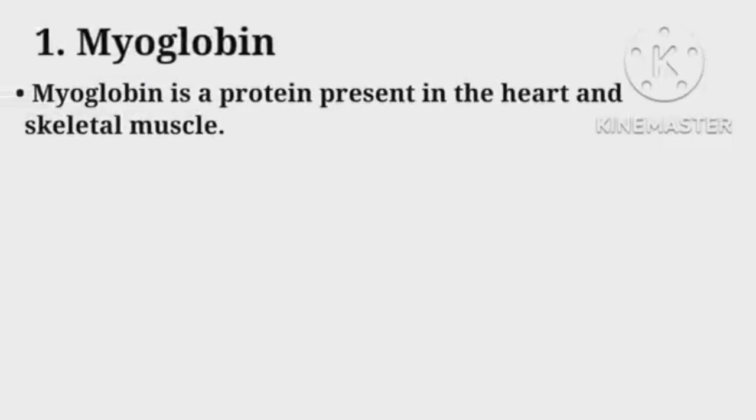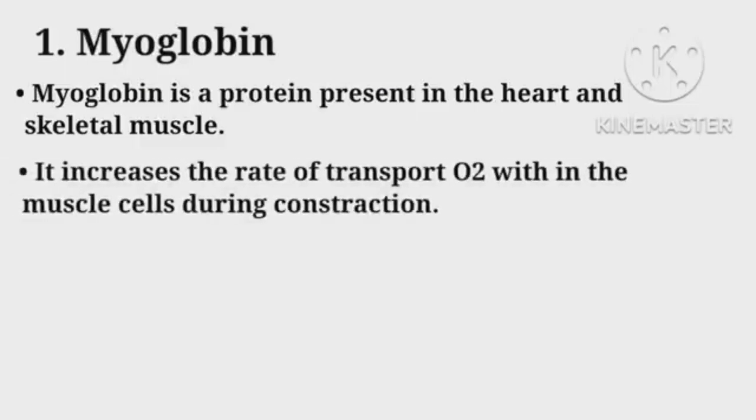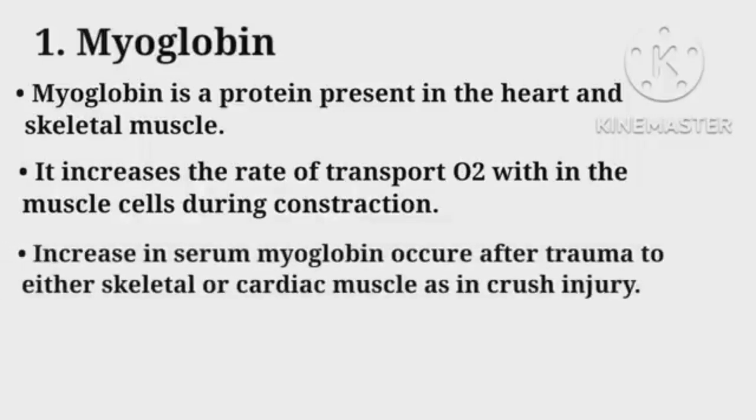Number 1. Myoglobin. Myoglobin is a protein present in the heart and skeletal muscles. It increases the rate of transport of O2 within the muscle cells during contraction. An increase in serum myoglobin occurs after trauma to either skeletal or cardiac muscles, as in crush injury.